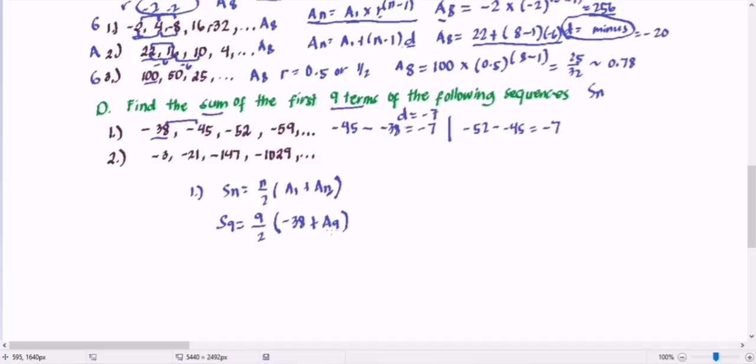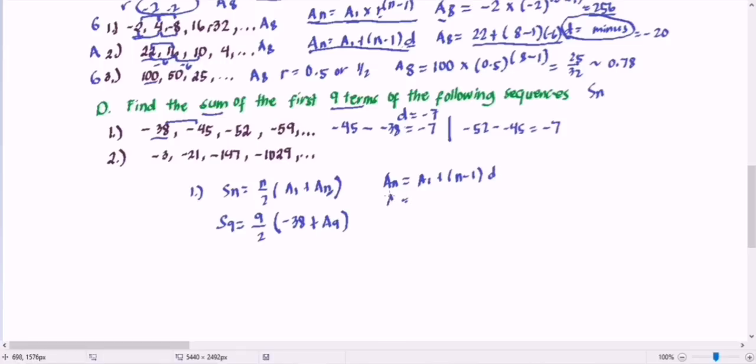Kapag nakakita kayo ng a sub 9, ibig sabihin gagamit kayo ng a sub n formula of the arithmetic sequence. Gagamitin natin ulit yung formula ng a sub n para makuha yung pang-9 na term, kasi kailangan natin yung unang term hanggang sa dulo. Yung dulong term natin ay yung 9th term, kasi the sum of the first 9 terms yan. Kaya pinalitan ko yung n ng 9. Ang formula ay a sub n equals a sub 1 plus n minus 1 times d.